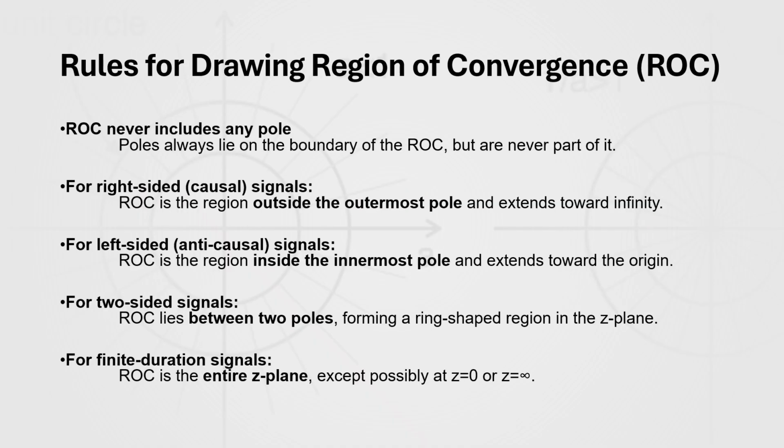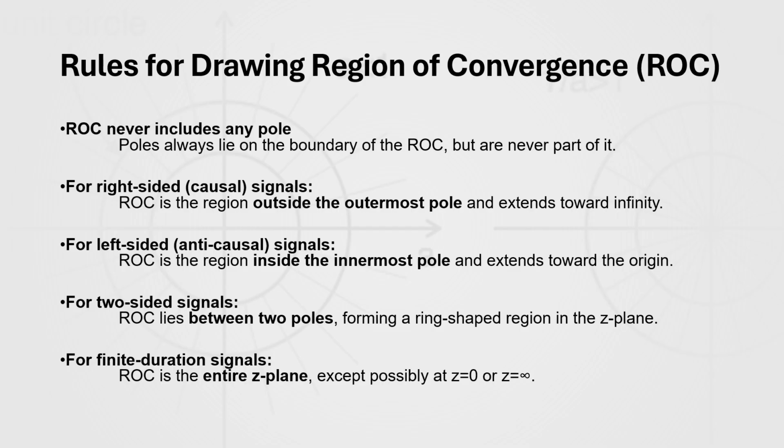Here are the main rules that guide us in sketching the ROC. First, the ROC never contains any poles. Poles always lie on the boundary of the ROC, never inside it. Second, depending on the signal type, for right-sided or causal signals, those that are 0 for n less than 0, the ROC is outside the outermost pole and extends to infinity. So it looks like a disk extended outwards.